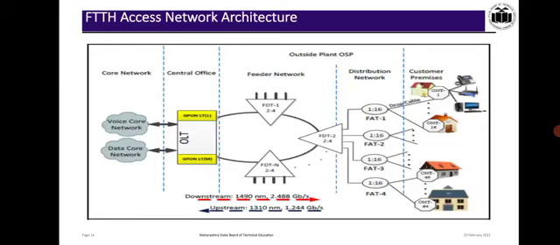Downstream means the signals are transmitted from OLT to the ONU. The wavelength is 1490 nanometer and the speed is 2.488 gigabits per second. Similarly, in the upstream, the signals are transmitted from ONU to the OLT. The wavelength is 1310 nanometer and the speed is 1.244 gigabits per second.